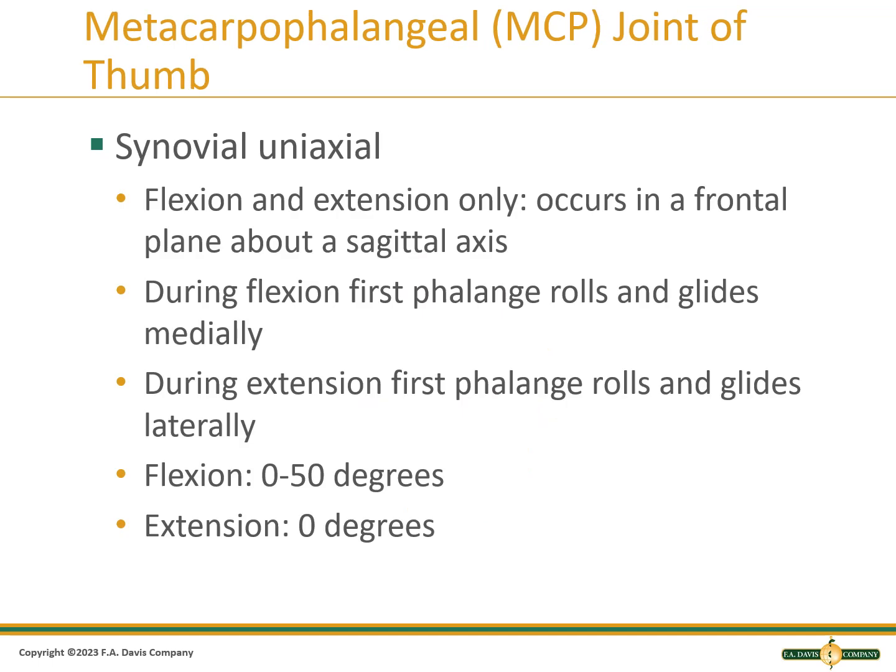Moving distally into the hand, the MCP joint of the thumb, or the metacarpophalangeal joint of the thumb, is where the metacarpal articulates with the first phalanx of the thumb, and this is a synovial uniaxial joint where we get flexion and extension only, and those occur in a frontal plane about a sagittal axis, again because of the position of the CMC joint of the thumb. During flexion, the first phalanx rolls and glides medially. During extension, the first phalanx rolls and glides laterally. We have 0 to 50 degrees of MCP flexion and 0 degrees of extension as we return to the neutral position.